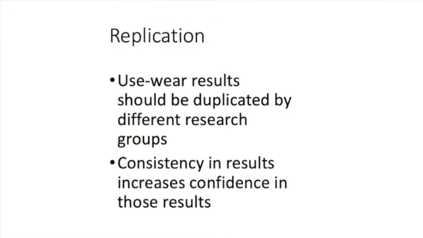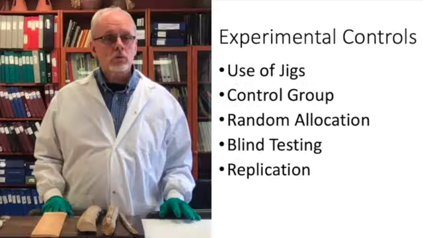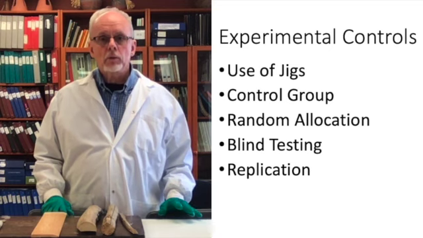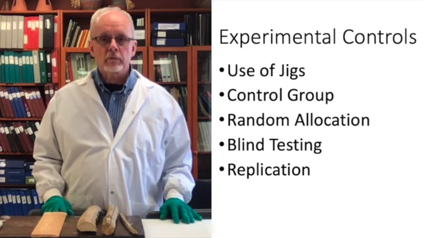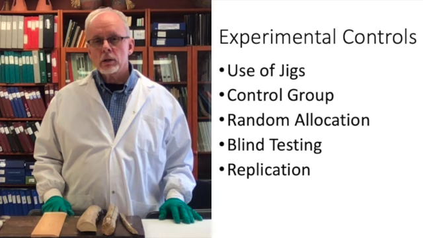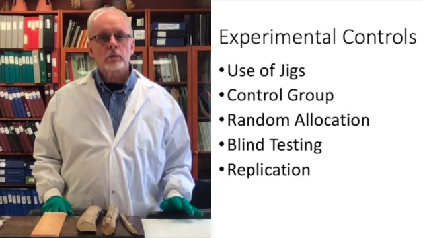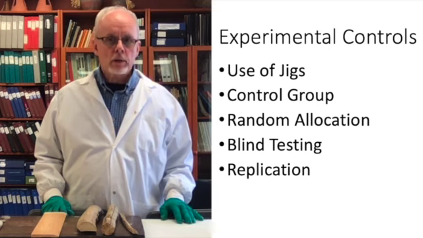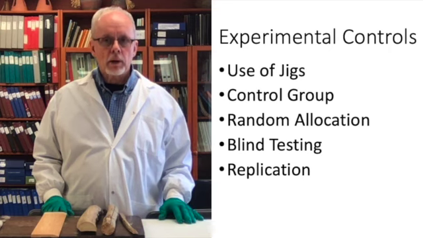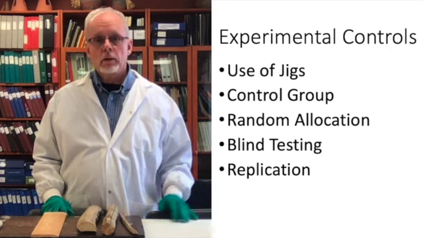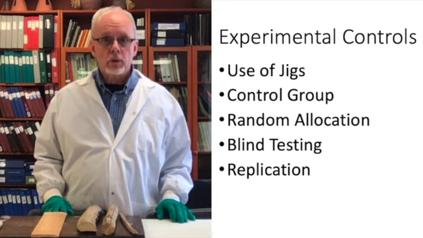Finally, the results of any research group conducting use-wear studies need to be replicated by other groups. Consistency among research groups gives us more confidence in the results. Those precautions allow us to control for these so-called confounding factors. Because an important thing about an experiment is you want to make sure that you're measuring the thing you really want to measure, and that the result of your experiment isn't being uncontrollably impacted by other factors that are not the point of the experiment.